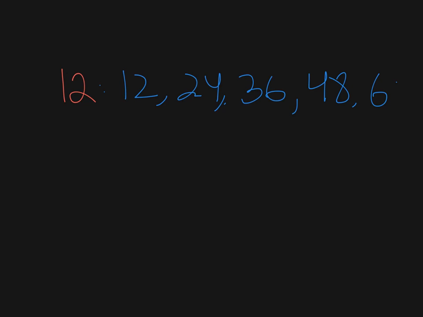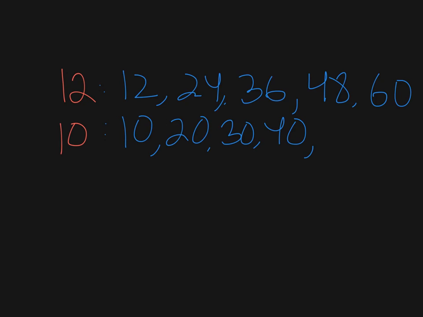Moving on, it says list the first 5 multiples of 12. So here's the 12s. It goes 12, 24, 36, 48, and then 60. And the multiples for 10 is somewhat easy. It is 10, 20, 30, 40, and 50. And then we have 3. It will be 3, 6, 9, 12, and then 15.